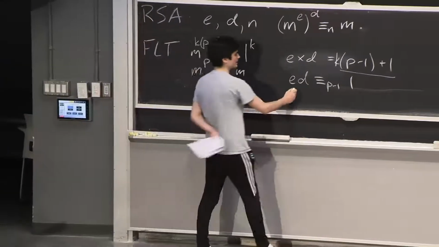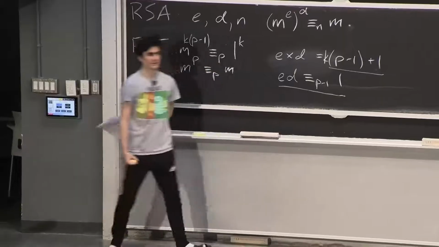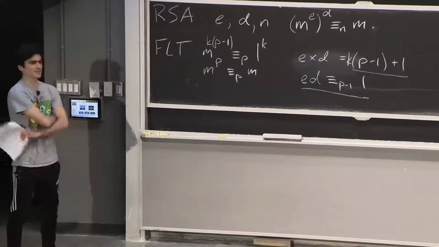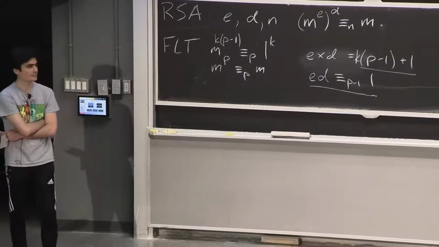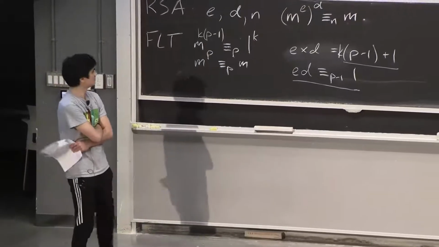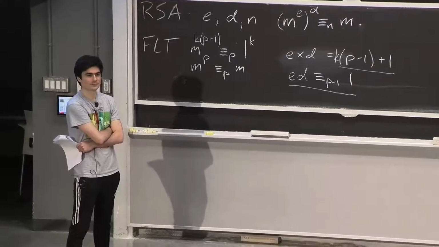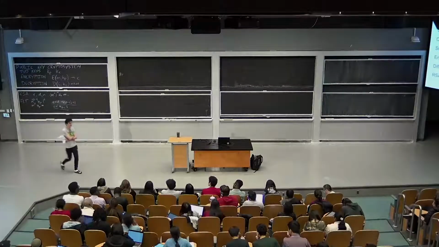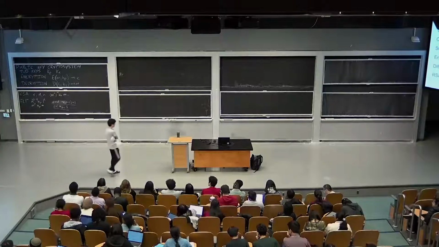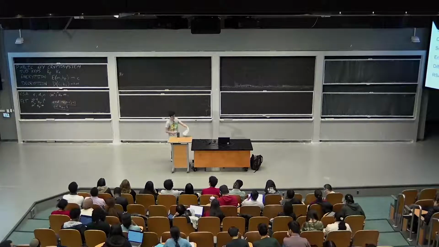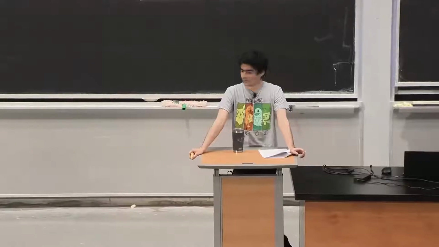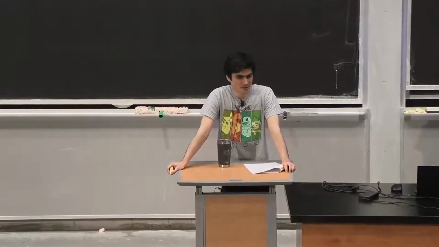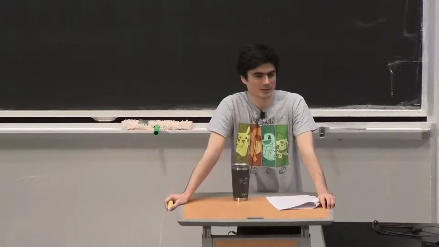Like, how can I find a solution to this congruence? Sorry? Okay, so the answer was try different values of k. Okay, so we're going to want to be using very large numbers here. So that's going to be intractable. We want to be able to do it more efficiently.